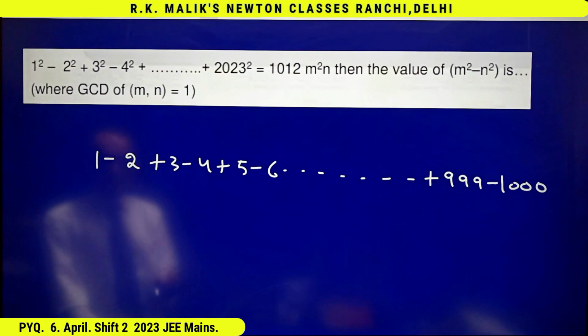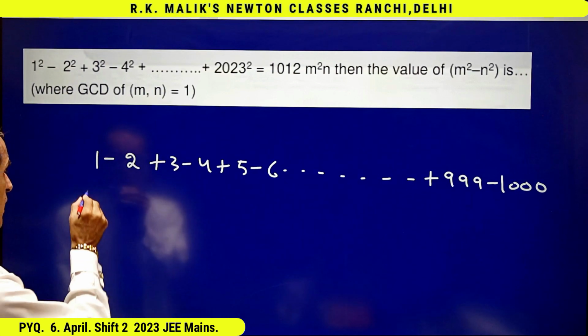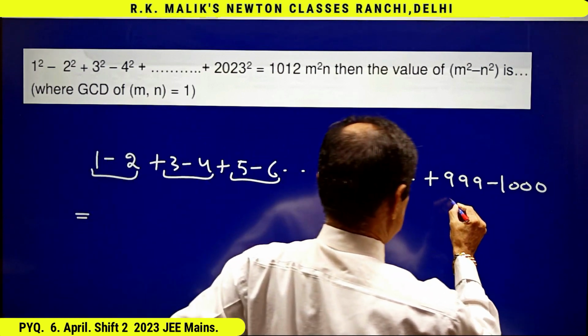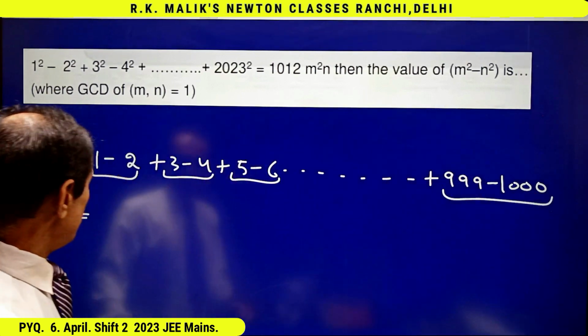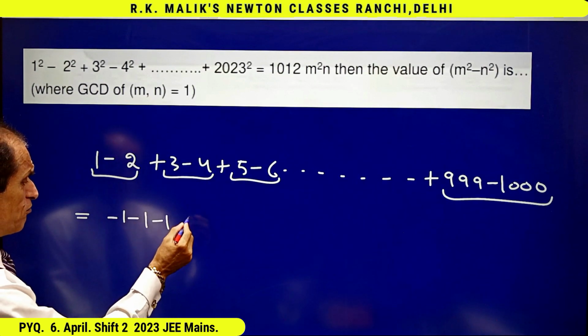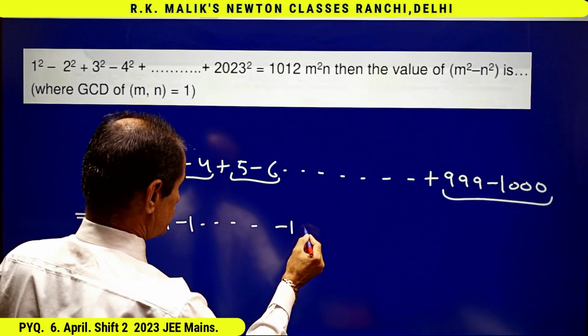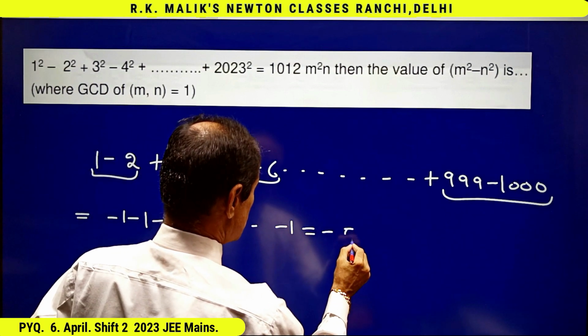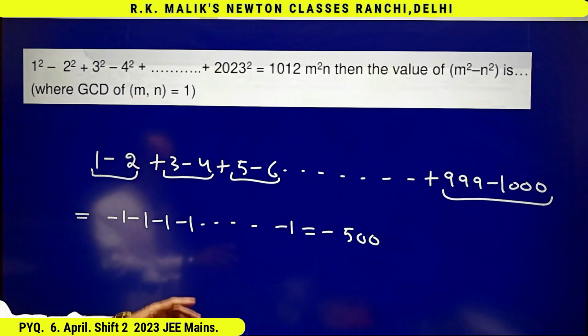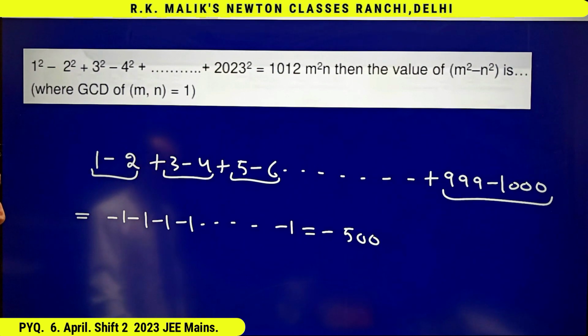See how. The better way of doing this question is to make pairs. The value of each pair is -1, therefore -1 -1 -1 up to -1, that is minus 500, because there will be 500 pairs. Therefore the answer is minus 500.